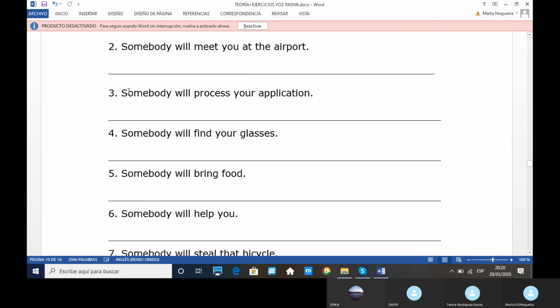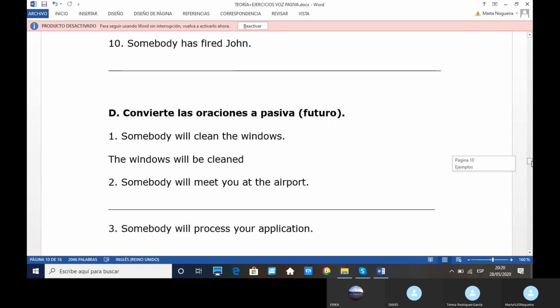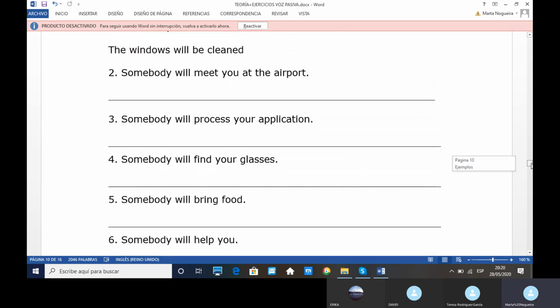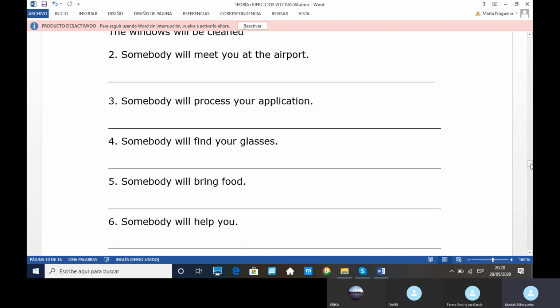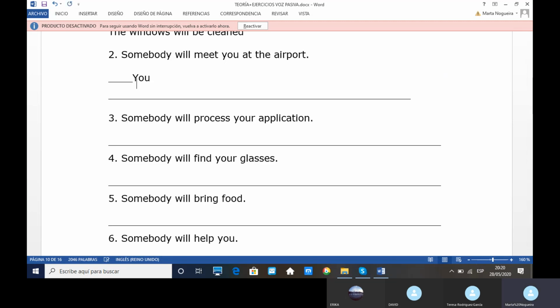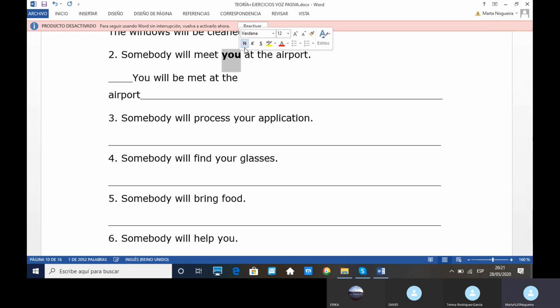Let's see this one. Somebody will... Oh, sorry, this is not... Oh, yes. Because in the other exercise, it was the other way around. Well, it doesn't matter. Somebody will meet you at the airport. You will be met at the airport. You is the object. The object is you. So the subject is you. Okay. You will be met at the airport. In English, it sounds very well.